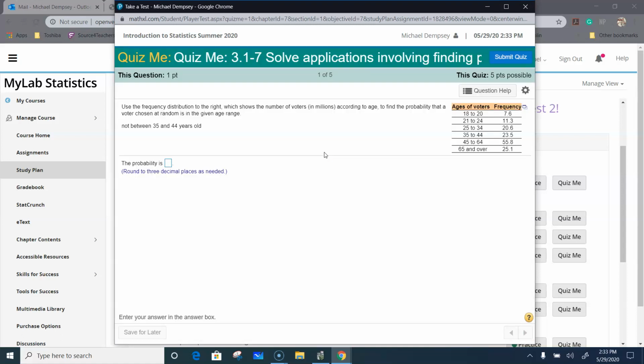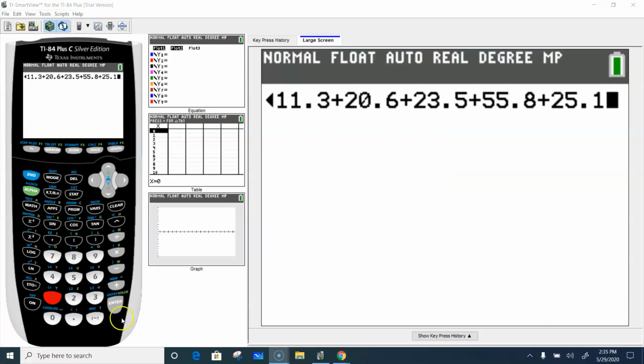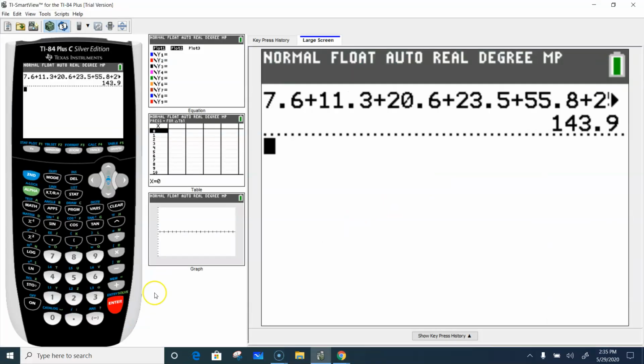So we have a frequency table, and it says use the frequency distribution at the right to find the probability that a voter chosen is in the given age range. And the age range they give us is not between 35 and 44. So the very first thing you're going to do here is add up all of these frequencies. We're going to need that number. So I'm going to do that first and find that total. Okay, so when I add all those up, my total here is 143.9.